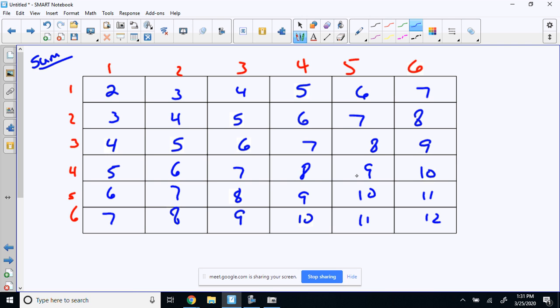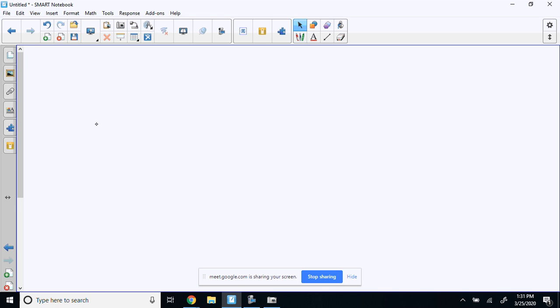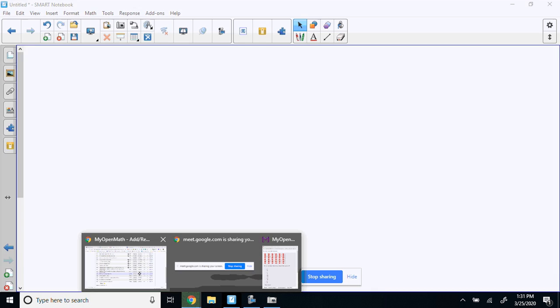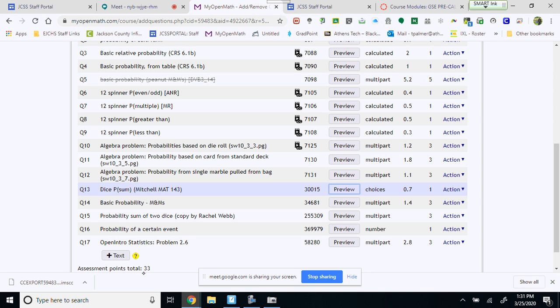So how many of them are 9? 1, 2, 3, 4, right? That's it. And you can create sample spaces with differences or all the other stuff that they may ask, you know, stuff like that. So yeah, it's pretty good stuff. All right. So what else?